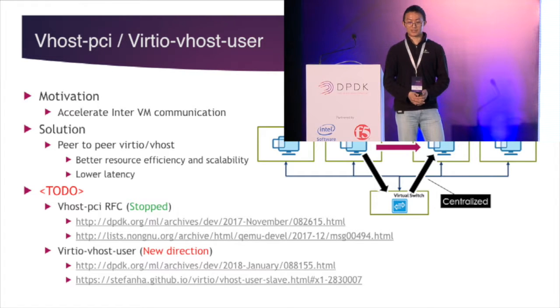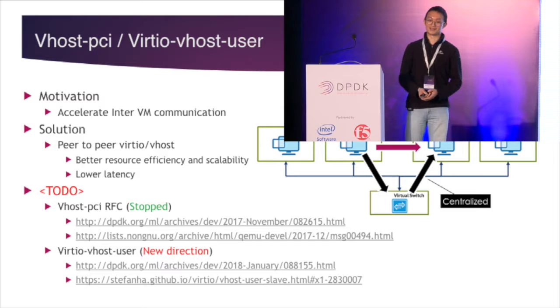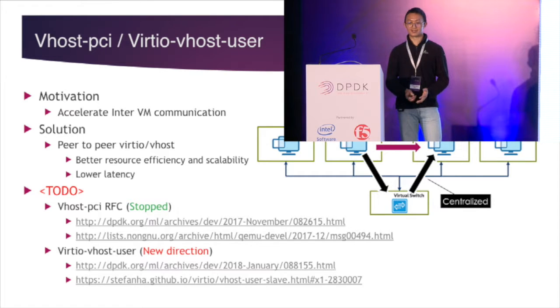So it has better resource efficiency and also better scalability, because you basically remove the virtual switch in between, so it won't be the bottleneck. Latency-wise, the path is also shorter, so the latency will be improved. And right now we have the RFC patches out there. Both the QEMU and DPDK patches are available.